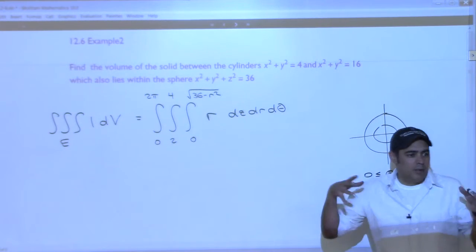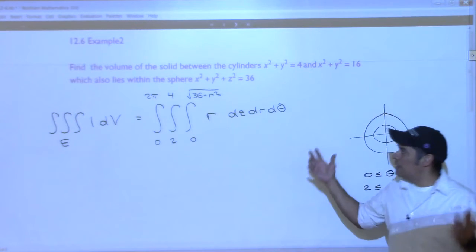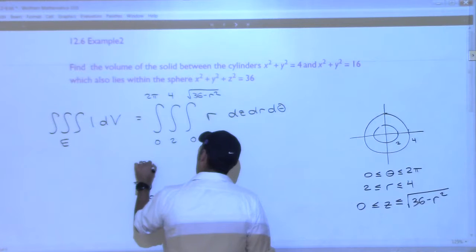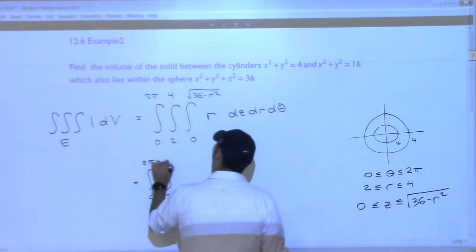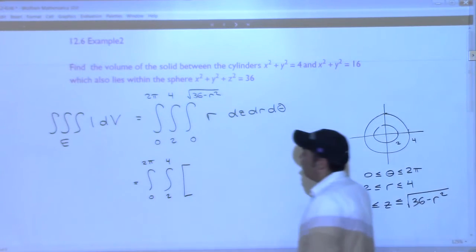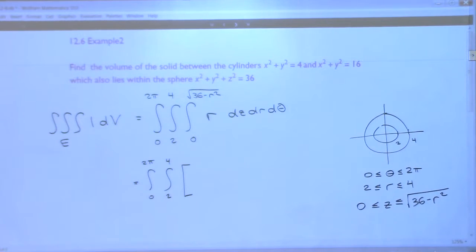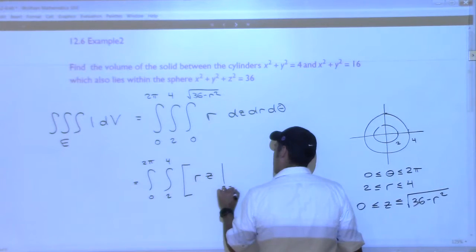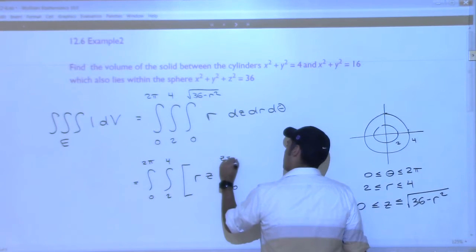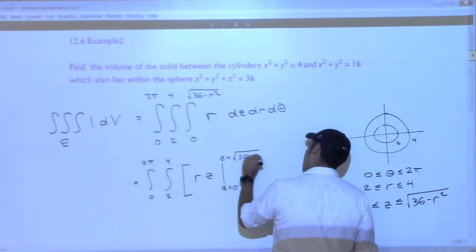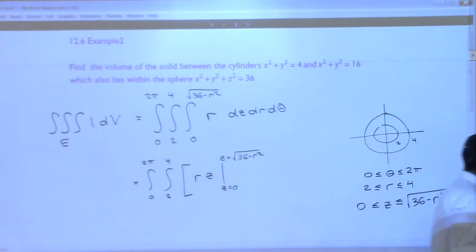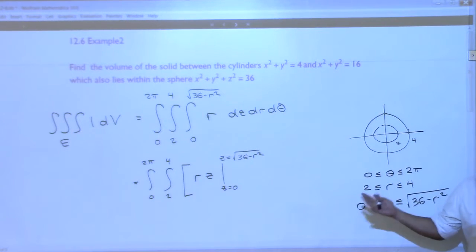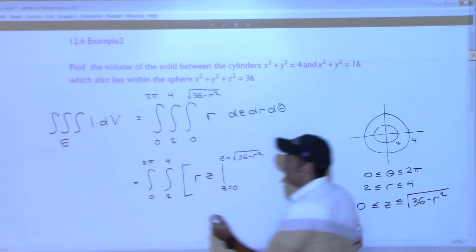Let's just do the inner one, okay? And then I think after we get past the inner one, the rest of it's pretty straightforward. Okay, so integral 0 to 2 pi, integral 2 to 4. The antiderivative of r with respect to z is rz, right? And we're going to evaluate that from z equals 0 to z equals root 36 minus r squared. I don't know how y'all want to do this. Do you want to remember that we need to double this, or do you just want to put a 2 out front? It's up to you, okay?